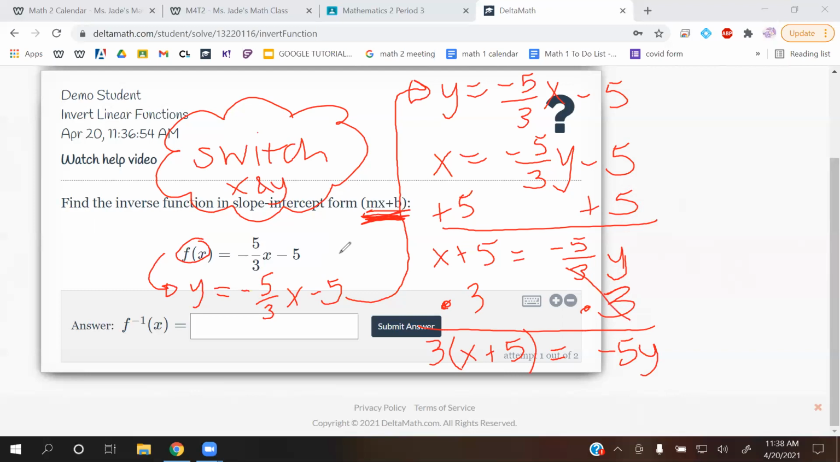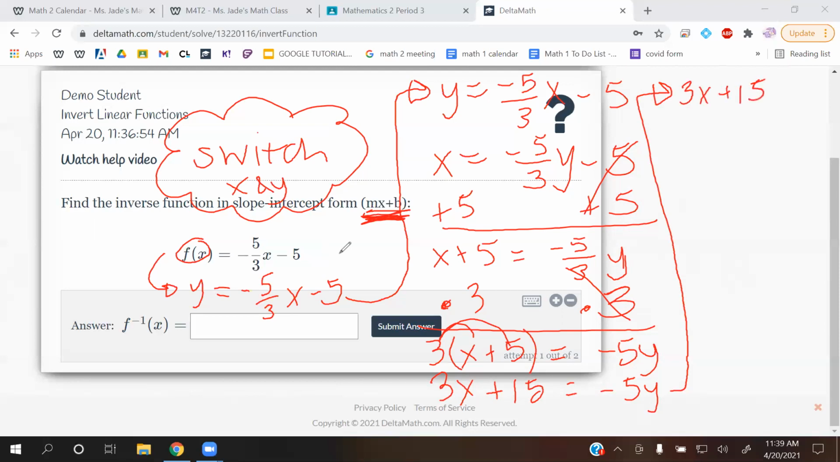The 3's cancel out. So then we just are left with the negative 5y. Let's distribute this 3 into everything inside the parentheses. We get 3x plus 15 equals negative 5y. I'm going to rewrite that up here where I have more space. From here, we want y by itself. So y is being multiplied to negative 5. I'm just going to divide by negative 5. Okay, so that way those can cancel out.